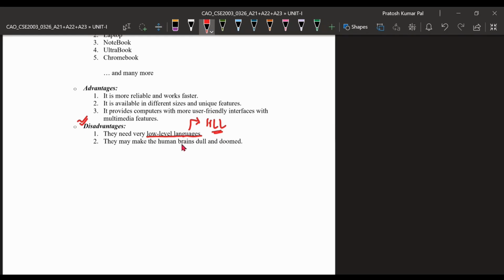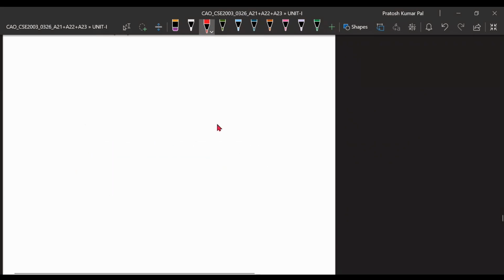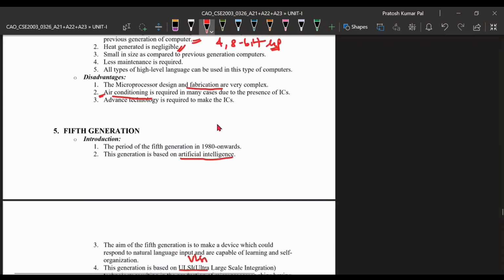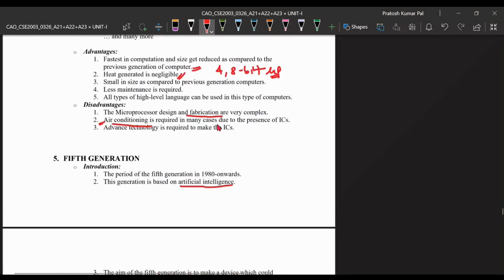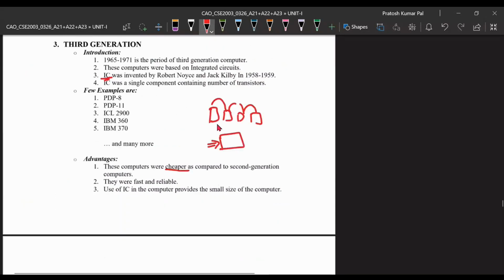Basically, instead of humans performing the operations, the computers are going to perform them, so they are affecting the brains of humans. Nowadays the same is going on. So this is all about the different computer generations and microprocessors.